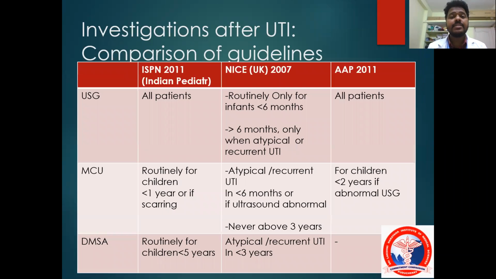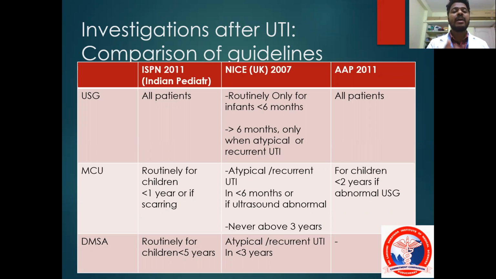So investigations after UTI, a comparison of guidelines. We are following ISBN 2011 guidelines. They have given that ultrasound has to be done in all patients, but in NICE 2007 guidelines, it has to be routinely done only for infants less than 6 months, whereas in infants more than 6 months, only when atypical or recurrent UTI happens. Whereas in AAP 2011, for all patients you have to do ultrasound.